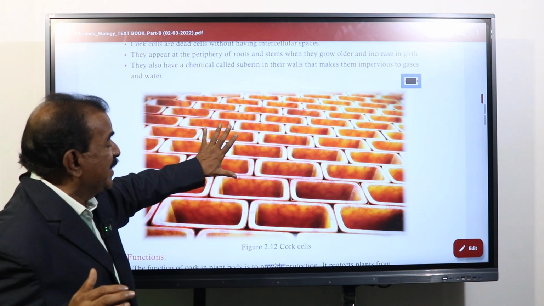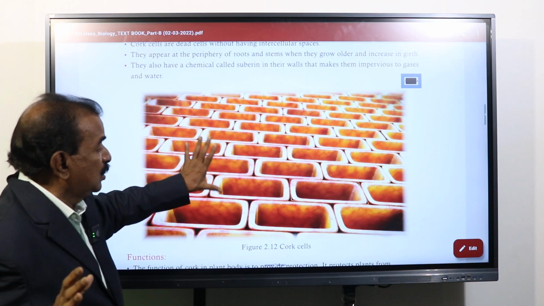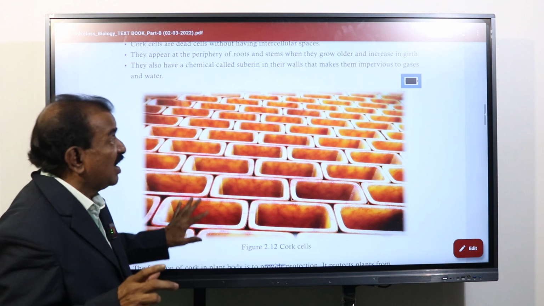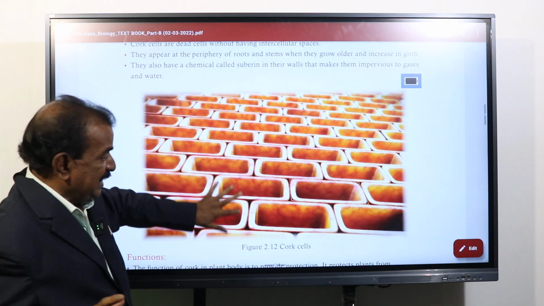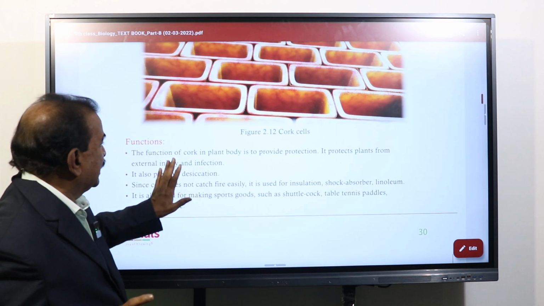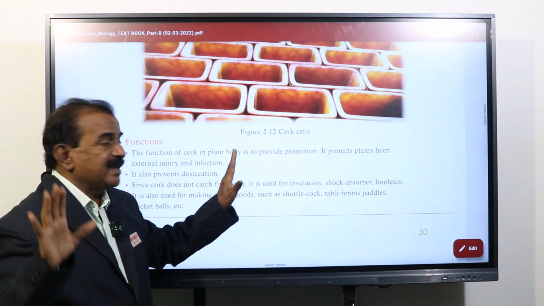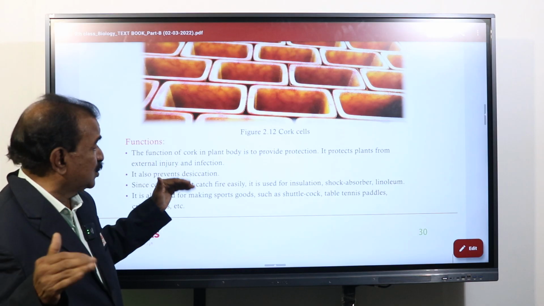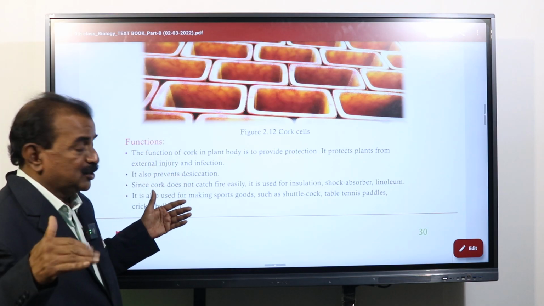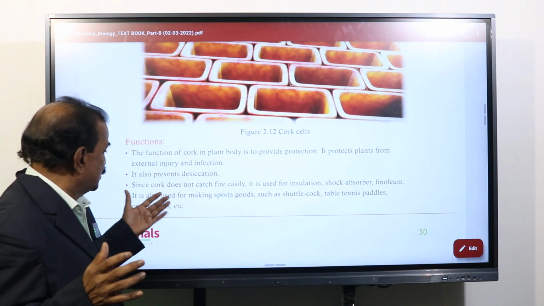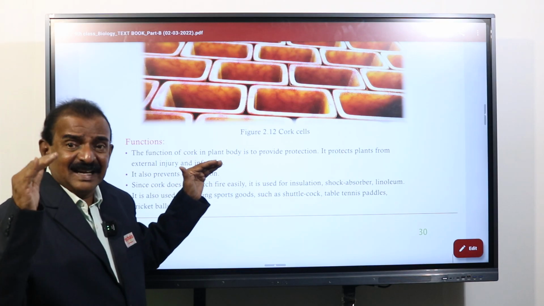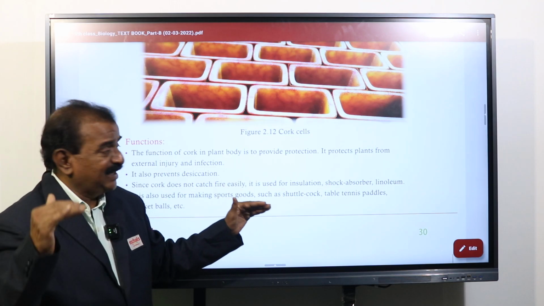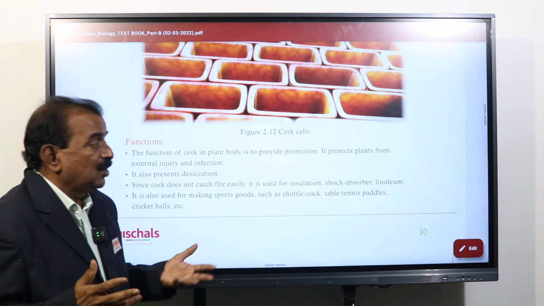On the interactive flat panel, children, you are observing a big diagram showing figure 2.12, cork cells. These are the cork cells, and they look like bricks. Here you see the functions. Cork provides protection from external injuries and from infection. It also prevents desiccation, and since cork does not catch fire easily, it is used as an insulator, a shock absorber, and also linoleum.